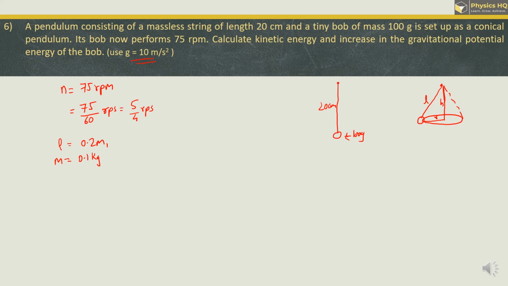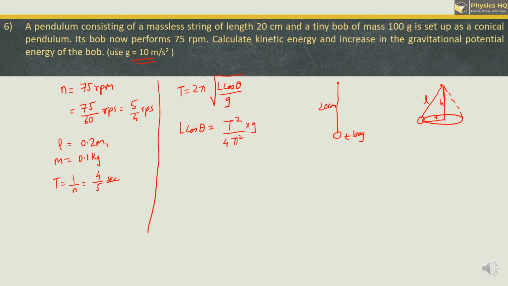Now time period is the inverse of frequency of revolution, and frequency of revolution we got as 5 by 4, so time will be equal to 4 by 5 second. Why are we using this? Because the time period formula is given as T is equal to 2 pi root of L cos theta by g. So over here we can write L cos theta is equal to, when we take square and adjust this, T square upon 2 pi square, which is 4 pi square, into g. Let us put the values.